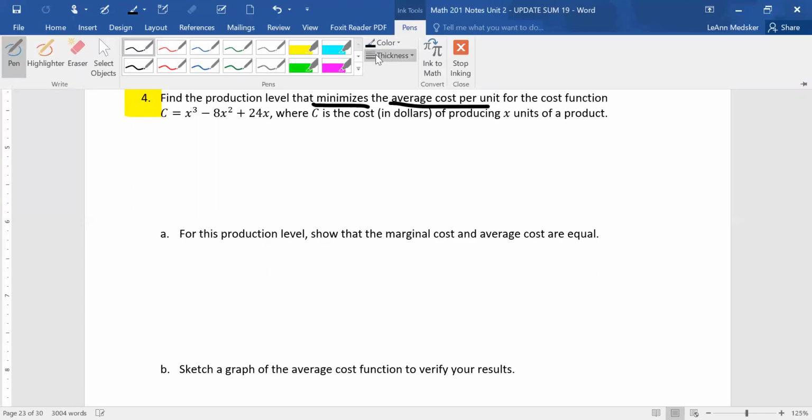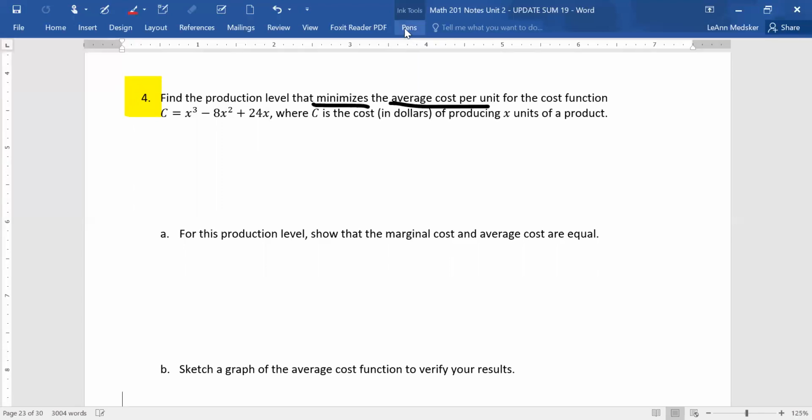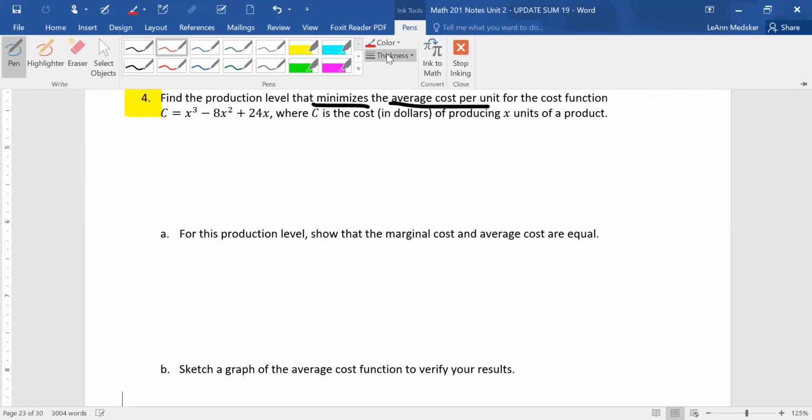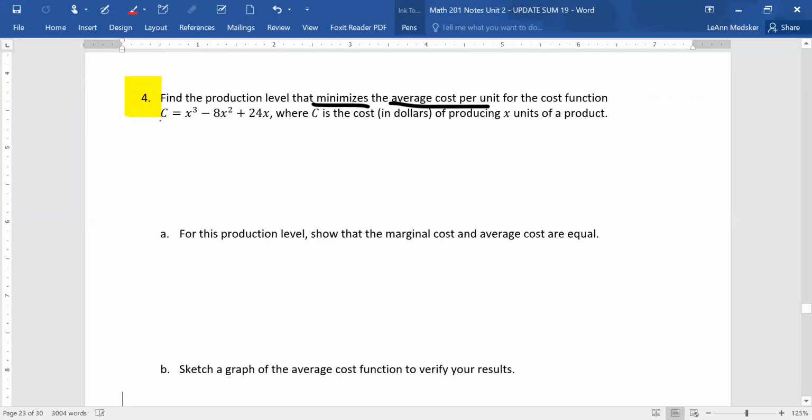And instead of giving us that function, they gave us the cost function. But we learned in class that you can find the average cost function by taking this and dividing it all by x. So remember, C bar is C divided by x, the number of units. So this would be x squared minus 8x plus 24. And then to minimize that, we would need to take the derivative. So C bar prime is 2x minus 8. So that means x equals 4 if we set that equal to zero and solve it.